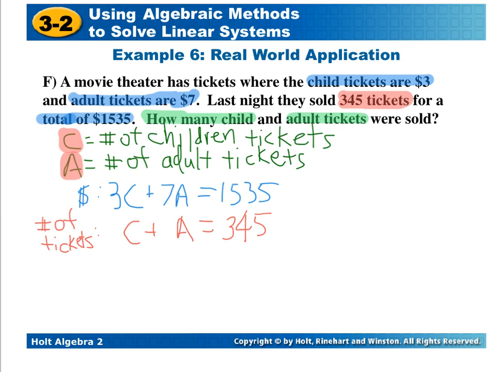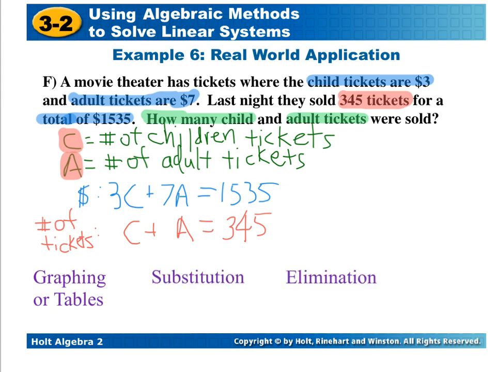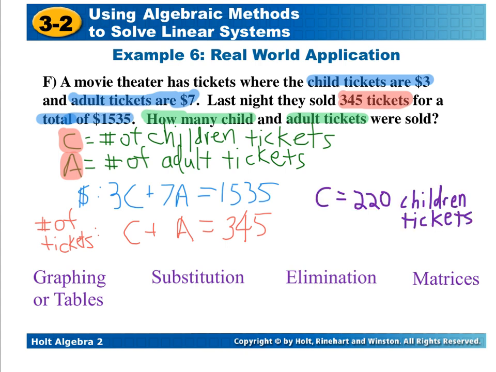Now that we have our real-world equations, we can solve using any of the 4 methods we know, which is graphing, substitution, elimination, or matrices. You should be able to solve using any one of these methods. It would be great practice to do all 4 methods. In any case, you should end up with children tickets being 220 and adult tickets is 125.